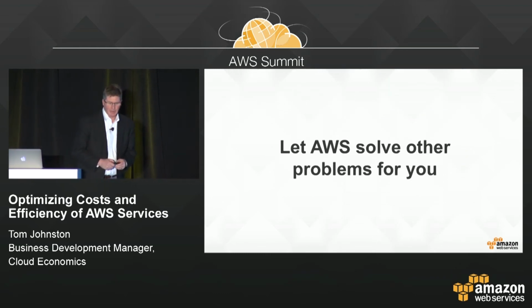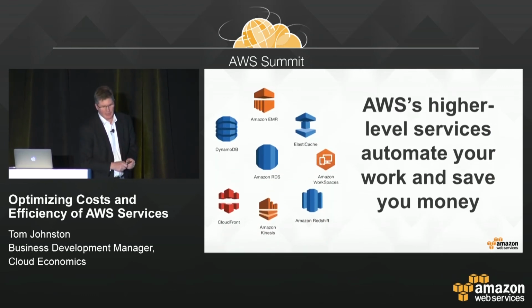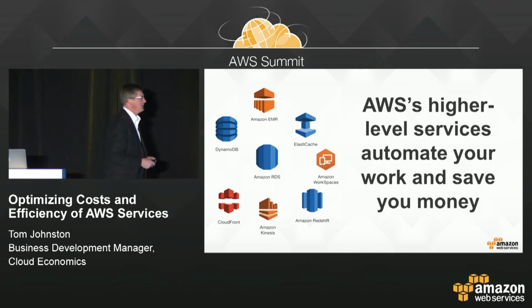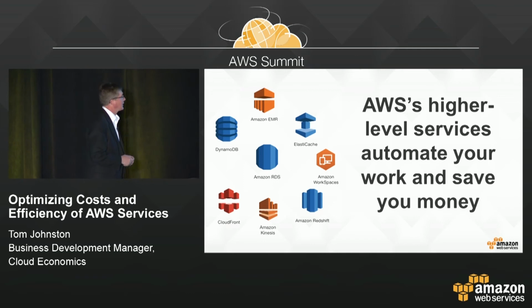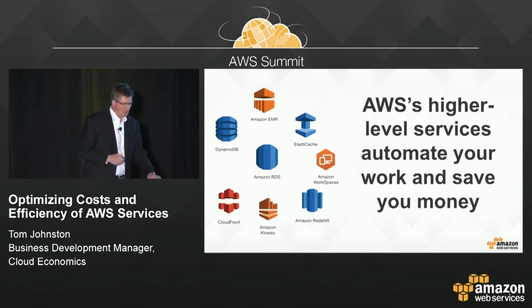So these other problems might include things like desktop services like WorkSpaces. It might include a data warehouse, Redshift, a NoSQL database, DynamoDB, or a relational database, RDS, and things like that. So these I call upper-level services, our higher-level services. They are relatively very cheap compared to what it would cost you to do things on your own. So it's a great way to save money there as well.